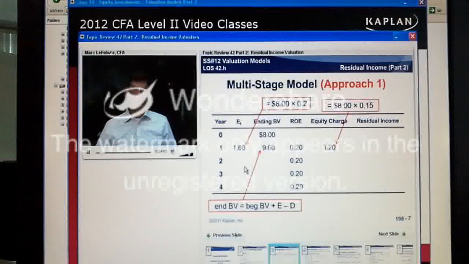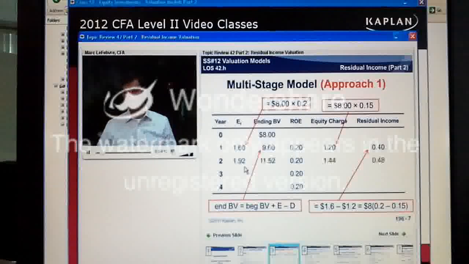We're going to subtract that $1.20 from the $1.60 of earnings that we achieved to get our residual income of 40 cents. Okay? So that's how we walk through the first year. So let's do the second year.